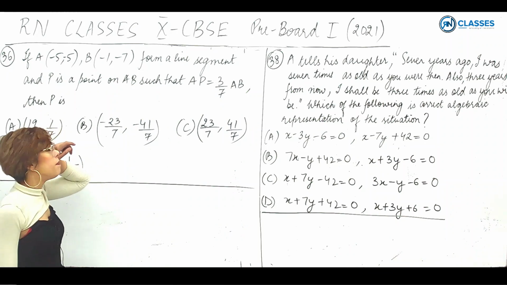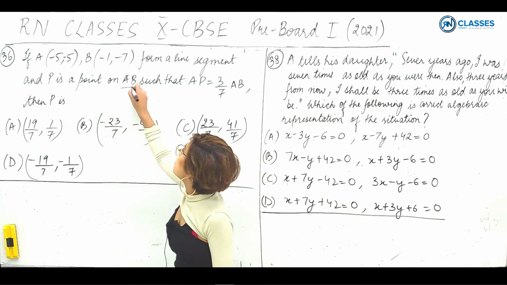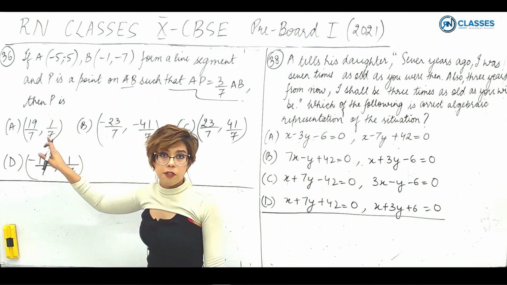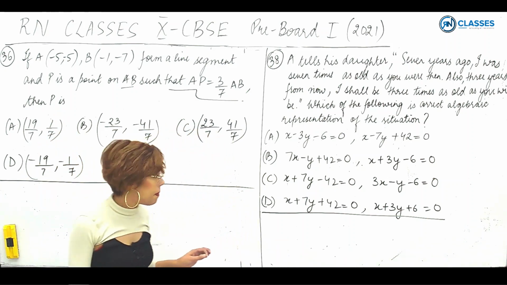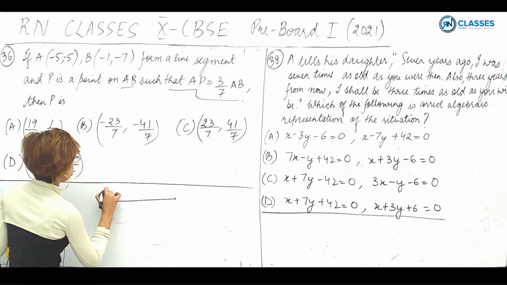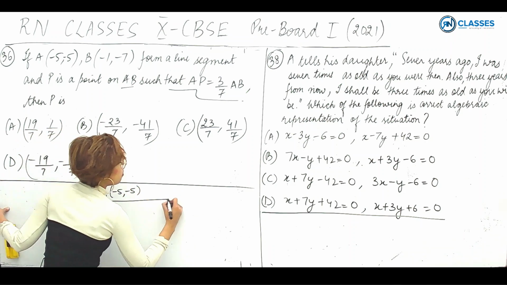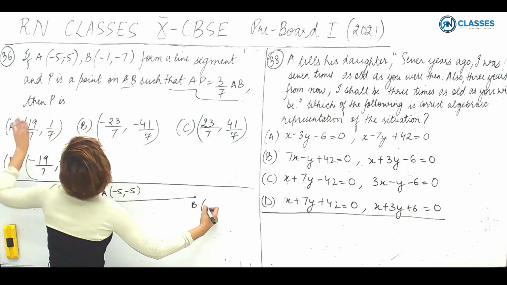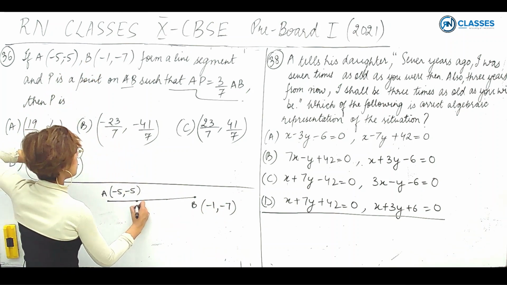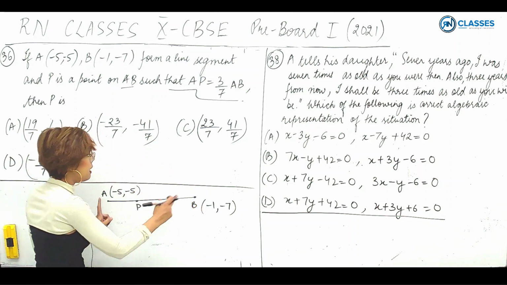Alright, so the next one, if AB form a line segment and P is a point on AB such that AP is equal to 3 by 7 AB, then P is. So basically I need to write the coordinates of P. Now what is given to me? That AB forms a line segment. Suppose this is A, which is minus 5, comma minus 5. And suppose this is B, which is minus 1, comma minus 7. Now P is the point on this such that AP is 3 by 7 of AB. 3 by 7 of the entire thing.